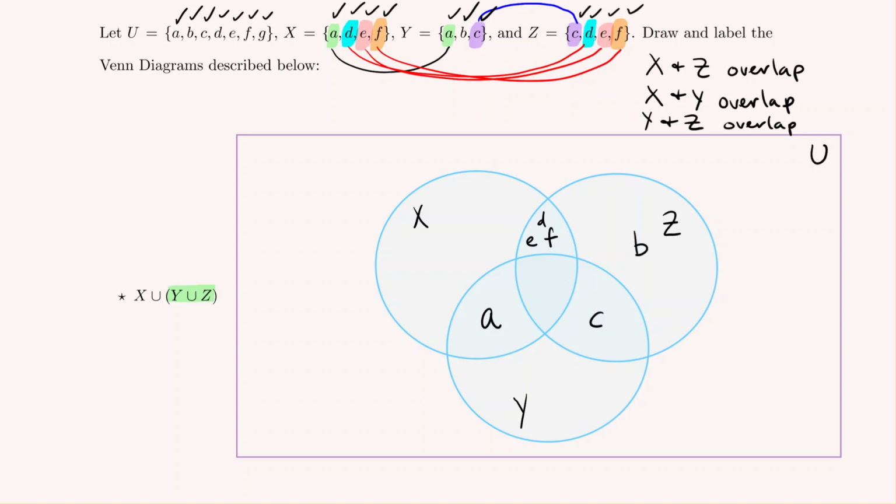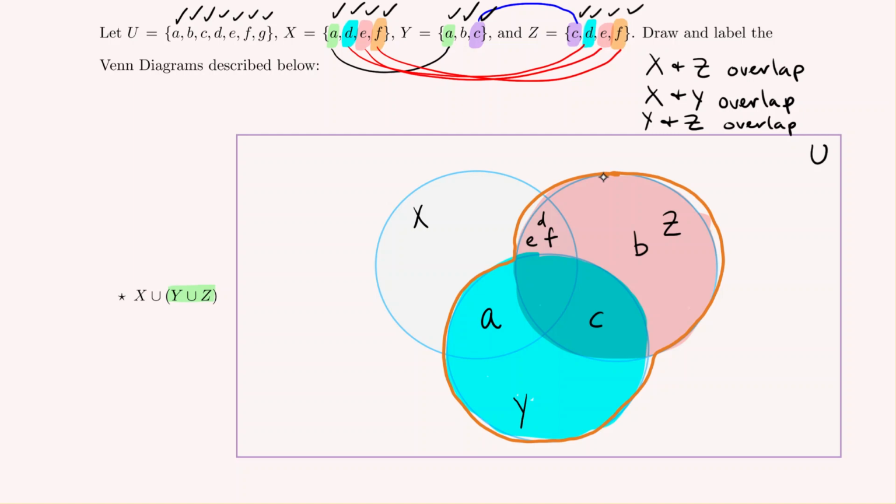So our first set was Y, so all of Y, I'll shade it in blue, is this. Combine that with all of Z, I'll shade Z in pink. So what we see drawn here is Y union Z: everything in Y combined with everything in Z. So keep that in mind. That's our Y union Z.